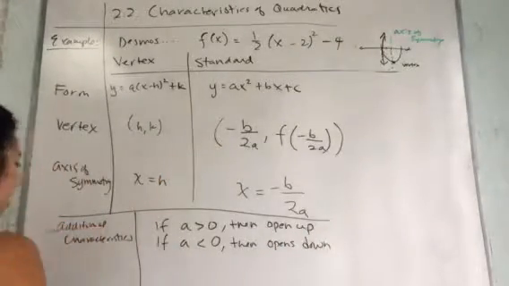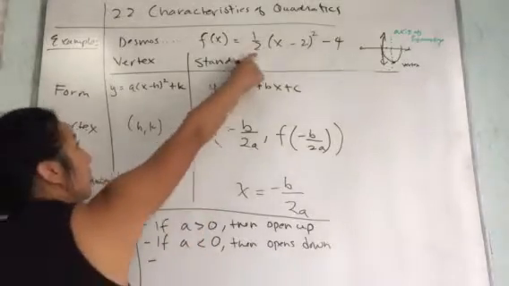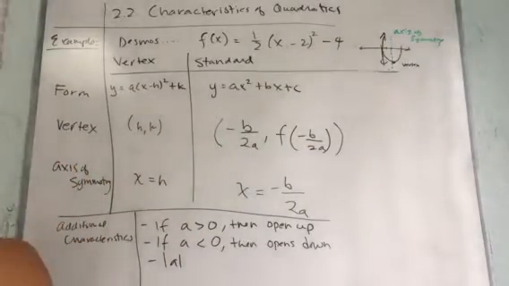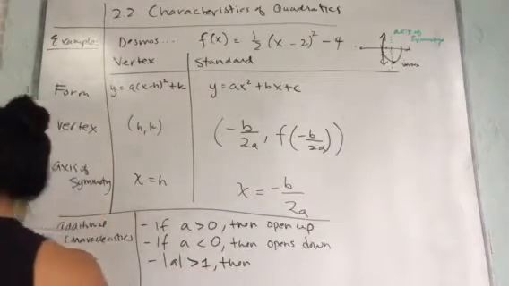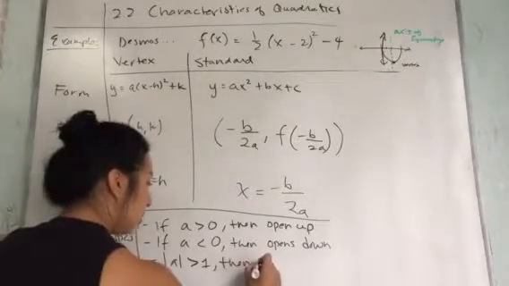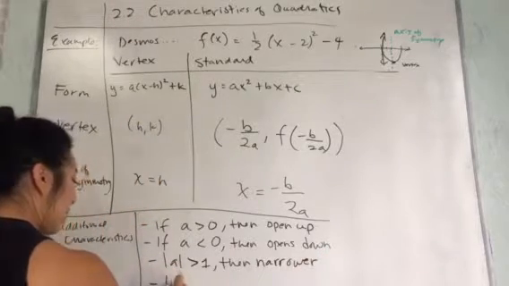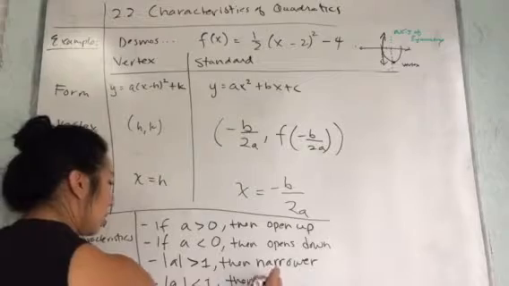Okay, so that's one characteristic that we've informally touched upon, but I'm just going to make a statement about it. And then we talked about this value of A as well. If the absolute value of A is greater than 1, then your graph is narrower. And if that absolute value is less than 1, then the graph is wider.